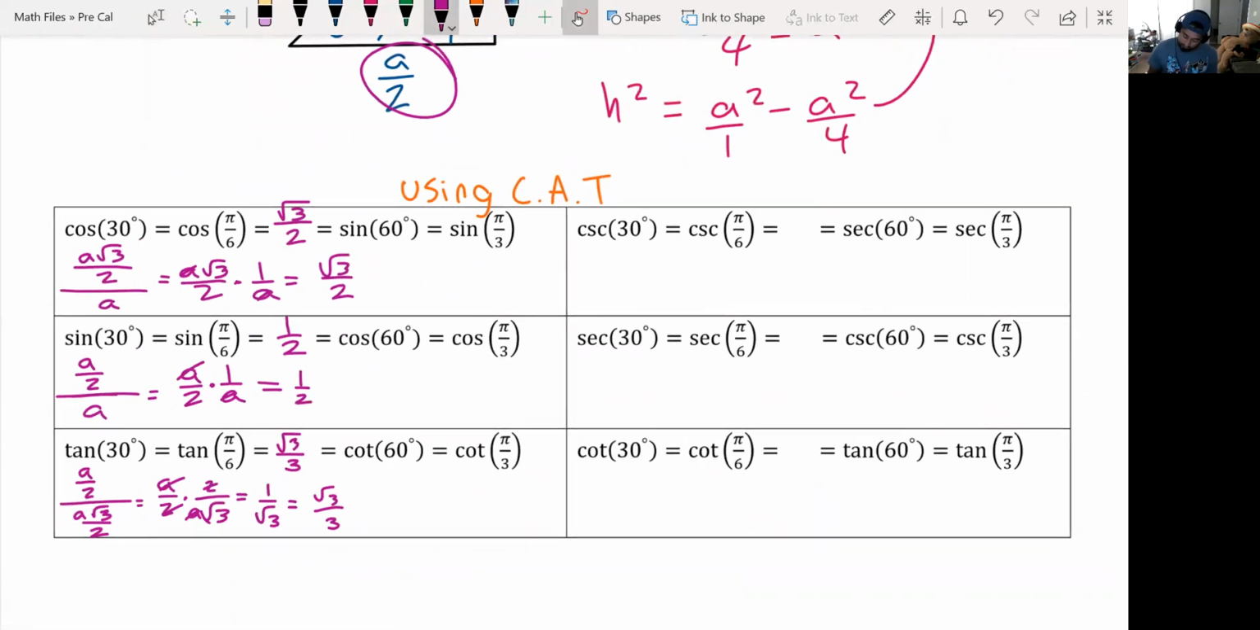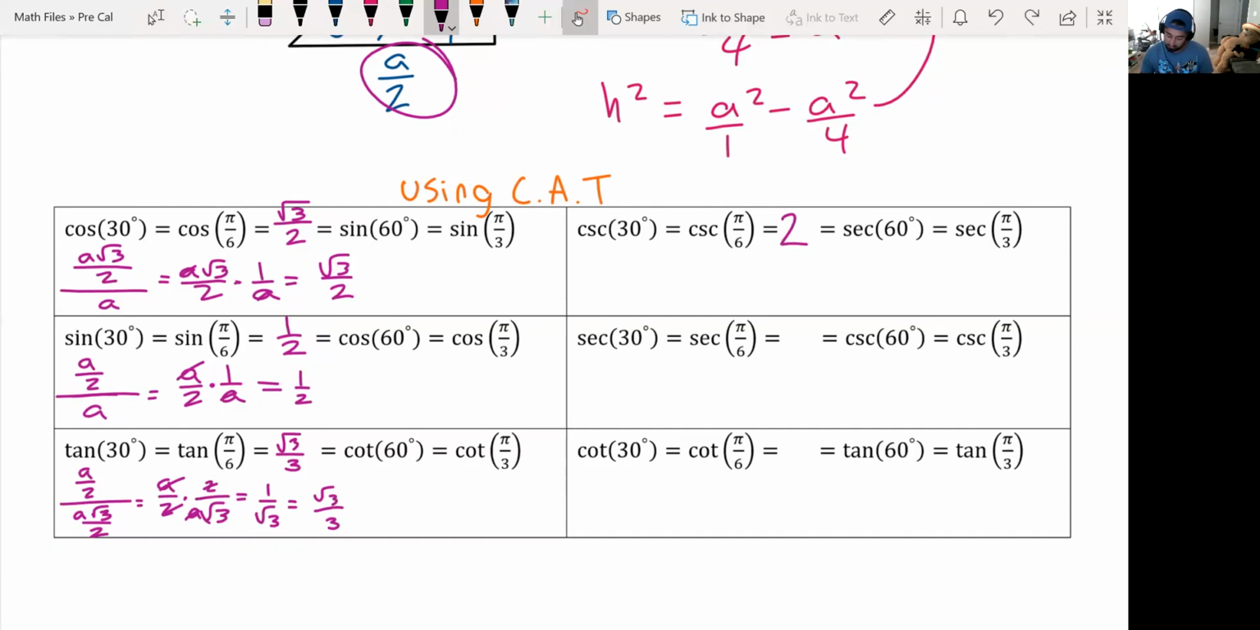So for the first one, we have cosecant of 30, which means that cosecant of 30 is the reciprocal of sine, which means that if sine of 30 is 1/2, then cosecant of 30 must be 2. So yeah, we can still do that. That's fine.